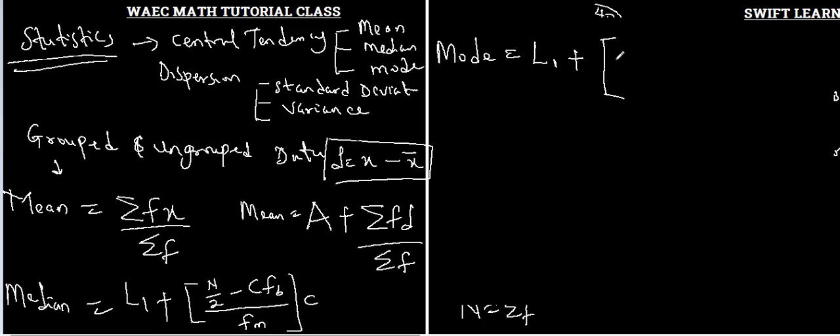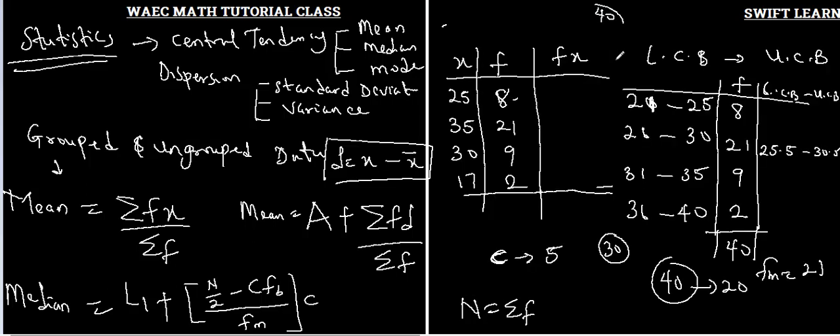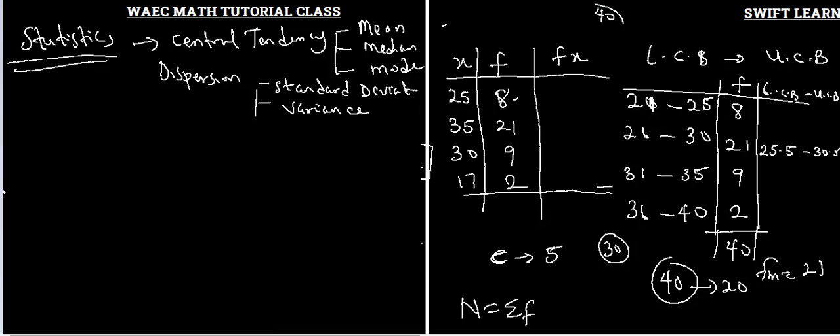Hey, I've rubbed off the stuff. Okay, let me do something. I think I can have it back. Okay, because I need this, so I think I'll rub this off instead. So since we've written the formula, because I need this. So modal class, now we are on mode.